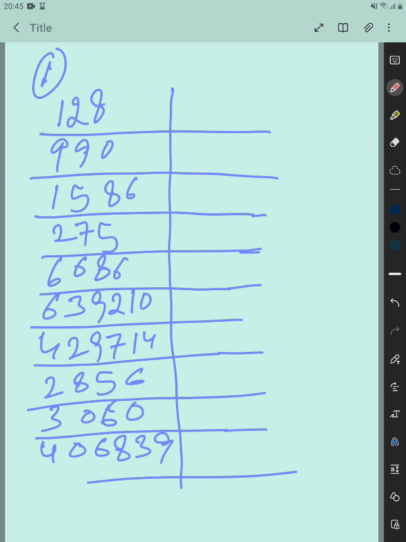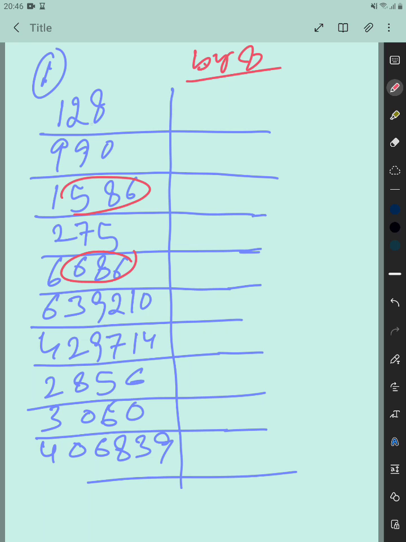Now we'll go to divisibility by 8. So what is the rule for divisibility by 8? Okay, if that number has more than 3 digits, which means 4 or more, then we check the last 3 digits. If those digits are divisible by 8, only then that number will be divisible by 8.